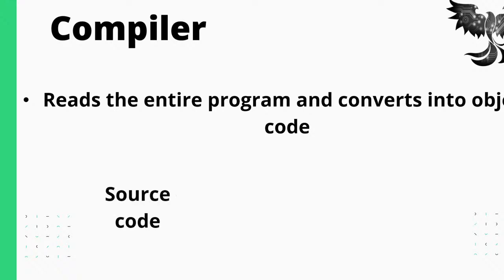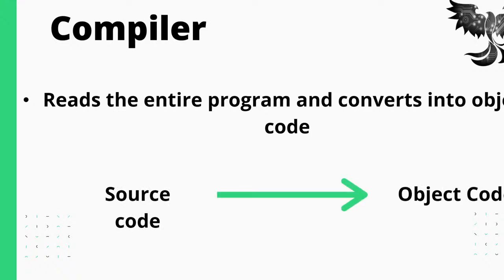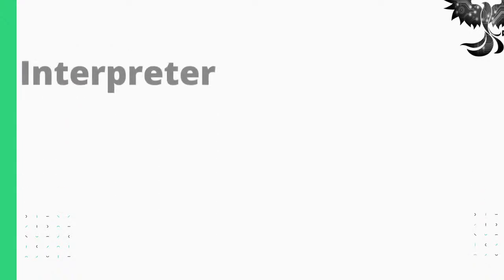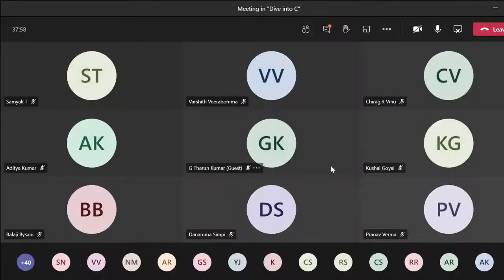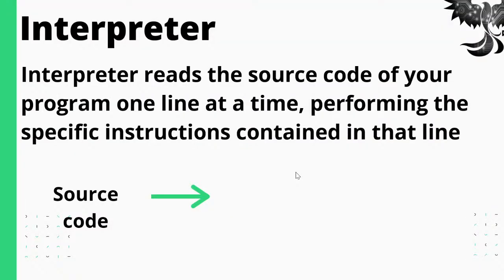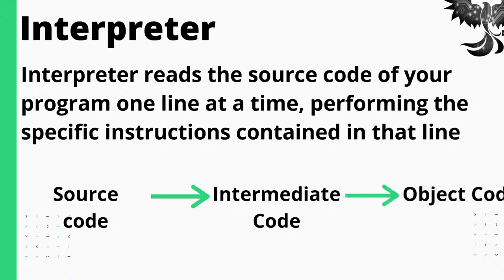And what a compiler is, just a diagram. Source code is converted into object code. In between, the compiler will be there. And now, what is an interpreter? An interpreter is like a reader. Source code, same thing, but after reading the source code, it converts into intermediate code. It does not directly convert into the object code or machine code. It converts into intermediate code, then intermediate code converts into object code.